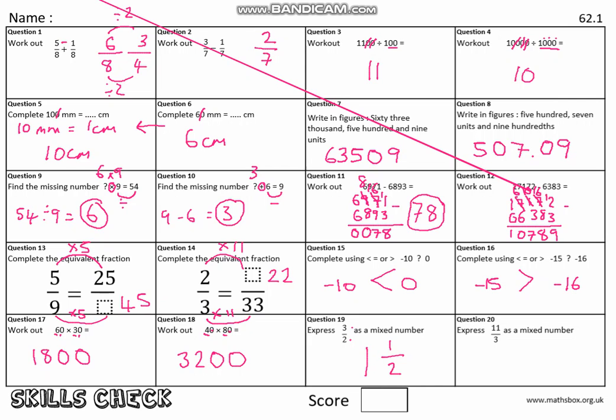Now it's the same for the last one. I asked myself, how many 3's fit into 11? Well, if we do our 3 times table, we get 3, 6, 9, 12. So it's 3 because 3, 6, 9. Now if I've already taken away 9 out of 11, that means I've got 2 left over. So I write 2 at the top, and then I've got my thirds at the bottom. So the answer there is 3 2/3.